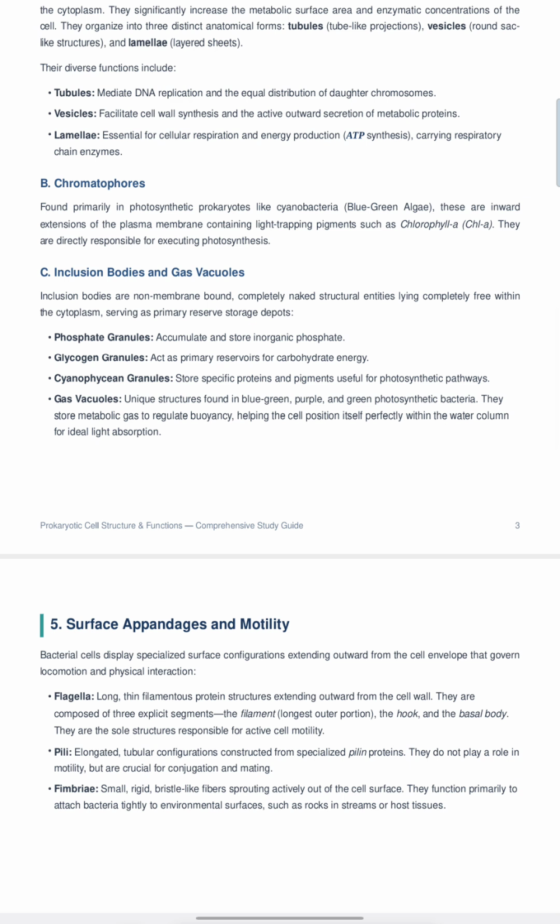Chromatophores are the pores which are found in photosynthetic prokaryotes like cyanobacteria. These are inward extensions of the plasma membrane, where the light trapping pigments such as chlorophyll are present. They are directly responsible for executing photosynthesis.